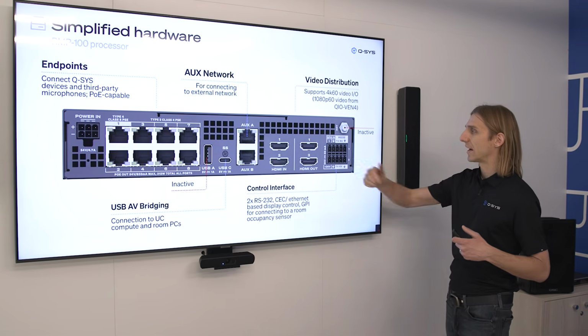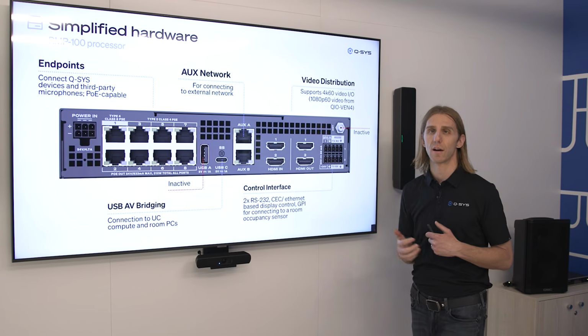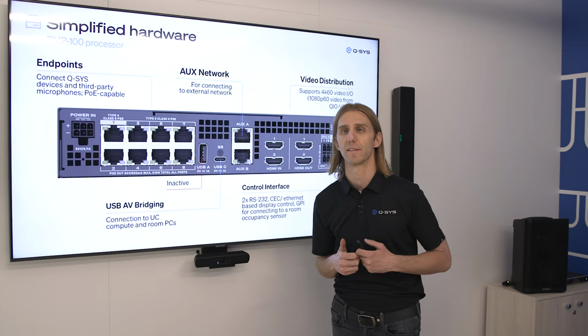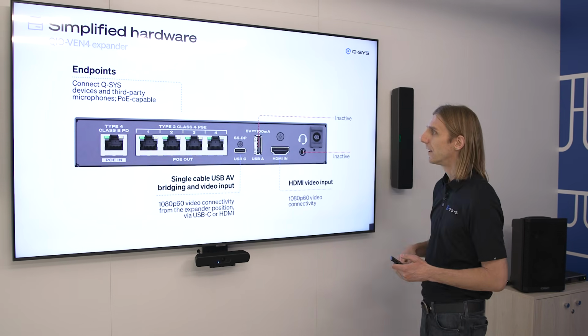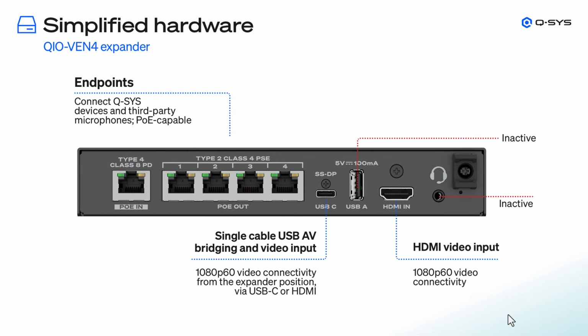And then finally, we have our HDMI I/O, which will let me input a HDMI source or act as my video decoder if I'm sharing content from the table to 1 or 2 displays in the space. And it does also include RS-232 and GPIO for control of some of the devices you're going to have in this type of space. Now that device connects directly to the QIO VEN4 expander.